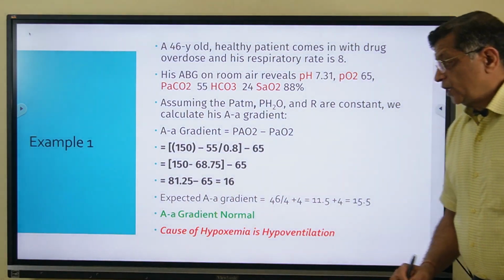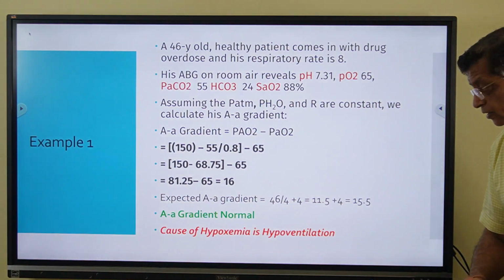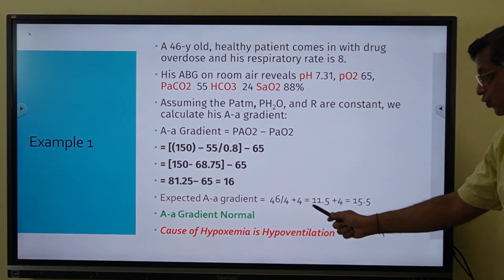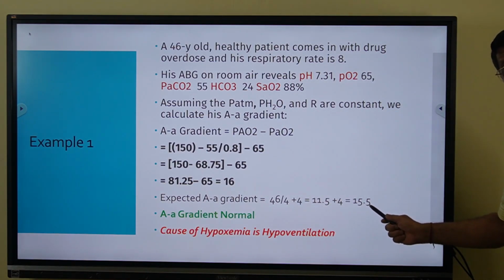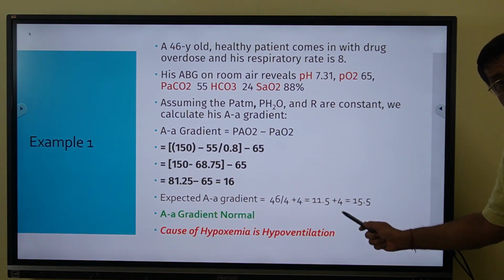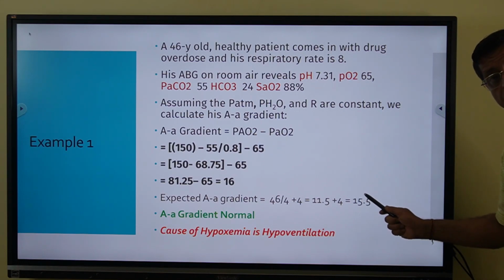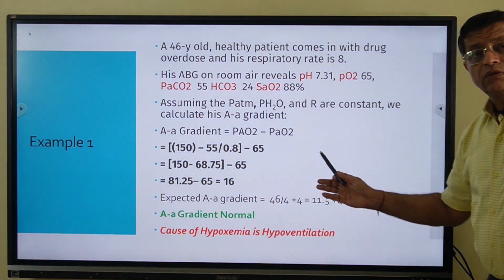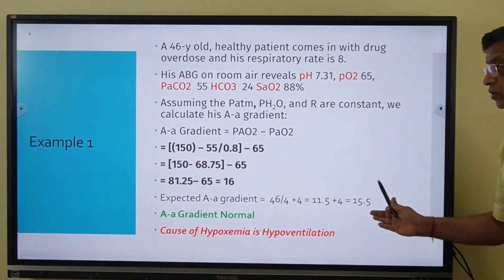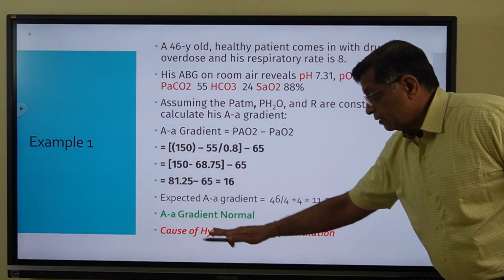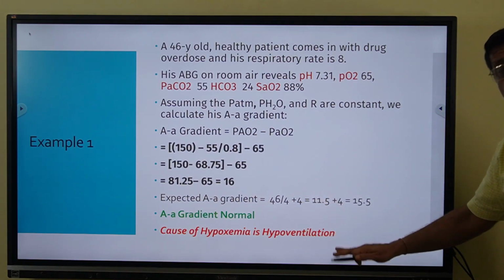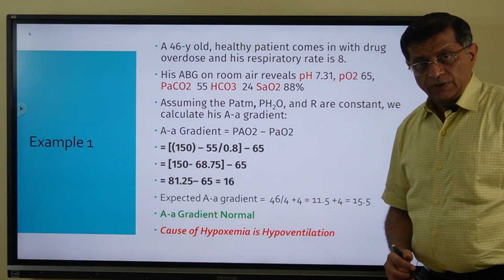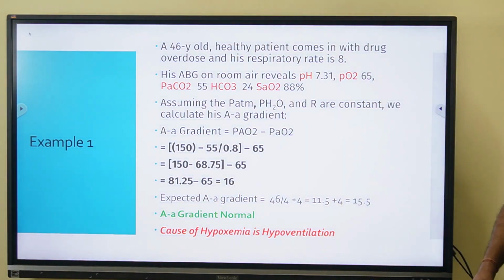Let's calculate his expected normal A-a gradient. 46 is his age divided by 4 plus 4. So 11.4 plus 4, that comes to 15.5. So expected A-a gradient is 15.5. While his calculated A-a gradient is 16, so these match. Therefore, the lungs are normal. The hypoxemia is solely due to hypoventilation. So this is how this A-a gradient helps. Let's see another example.